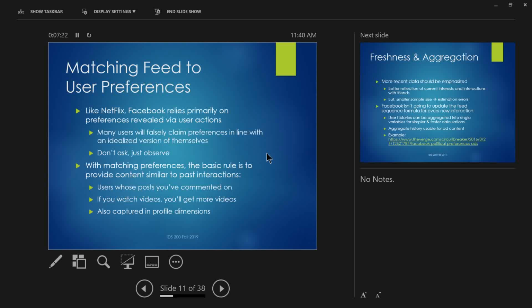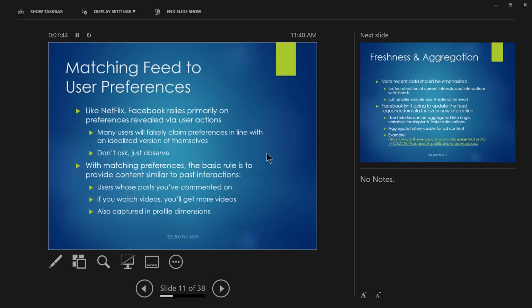Matching feed to user preferences. There's a couple different ways Facebook can try to learn what people like. One way is just to flat out ask people. Facebook could ask, what kind of content would you like to see? They could show you a list of topics, and you could check boxes for what things you want to see and what you don't.